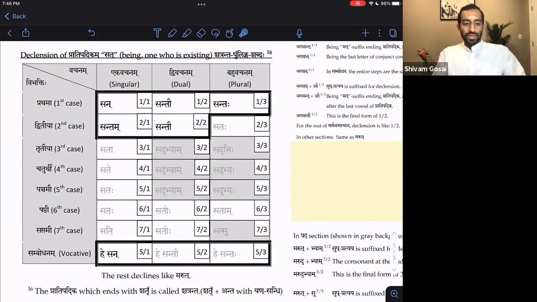Okay, so this is right. So now we have made this form. Now someone asked in the chat, is this a gerund?